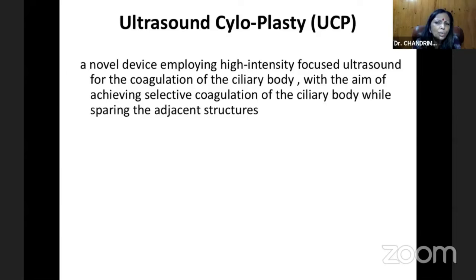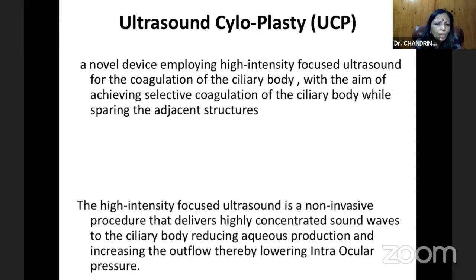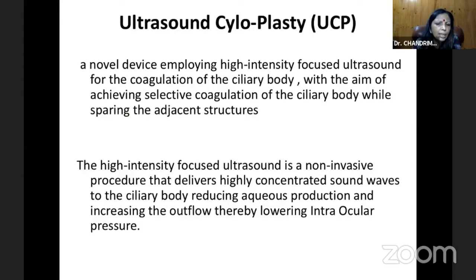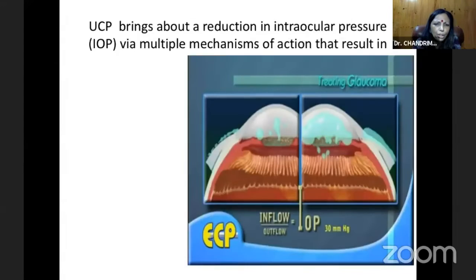Then we have the ultrasound cycloplasty. It's a novel device employing high-energy focused ultrasound for the coagulation of the ciliary body, with the aim of achieving selective coagulation of the ciliary body while sparing the adjacent structures. The high-intensity focused ultrasound is a non-invasive procedure that delivers highly concentrated sound waves to the ciliary body, reducing aqueous production and increasing the outflow, thereby lowering intraocular pressure.